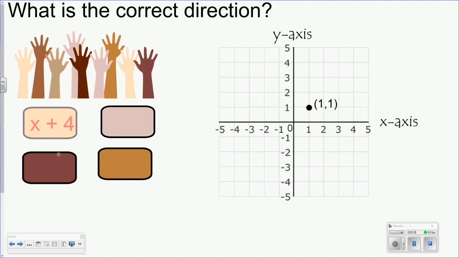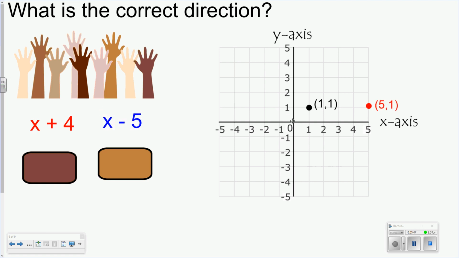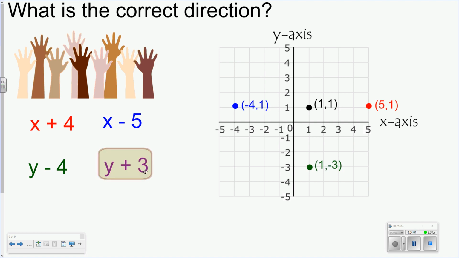Let's see if we can find the correct direction. If I start at (1, 1) and it says x plus 4, that means to the x value I add 4. So 1 plus 4 is 5, giving (5, 1). If it says x minus 5, I go to the x value, 1, and I subtract 5, which would mean it's at -4. If I have y minus 4, I'm looking at the y, and that means down 4 places, so it becomes (1, -3). If it says y is going up 3, my y starts at 1, I go up 3, and it's now at (1, 4).